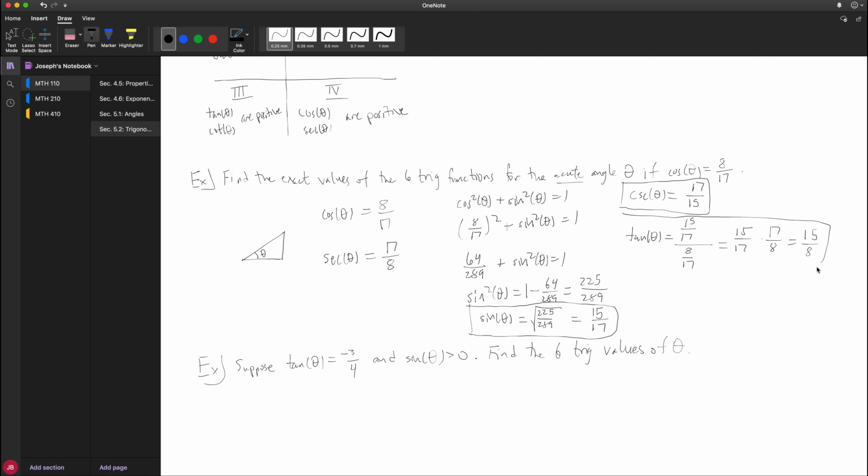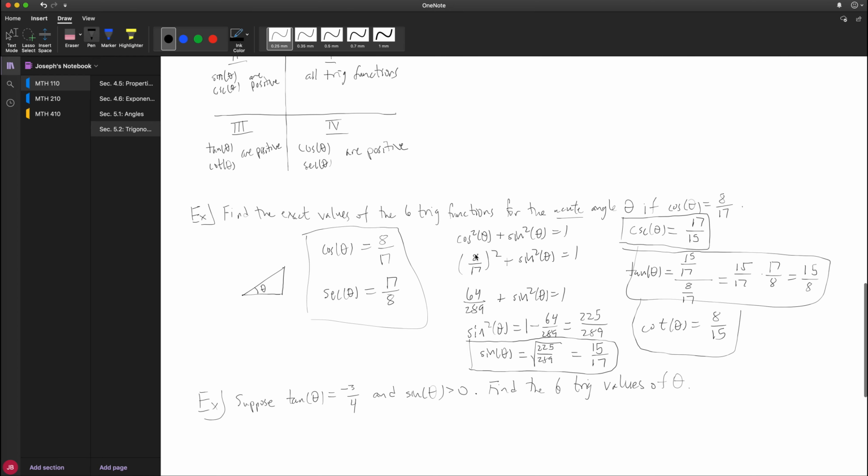And then cotangent theta comes for free by just flipping that upside down. Okay, so here's our 6 trig values associated with this angle theta. And I know that they're all positive because my angle is acute. So really, I'm up here in quadrant 1.